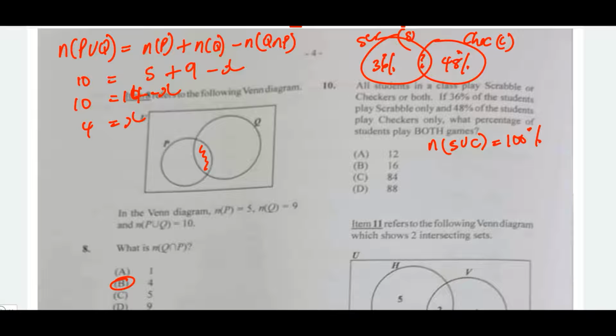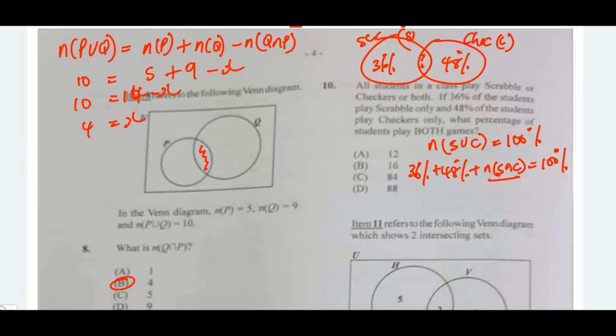We also know that 36% plus the 48% plus the unknown must come to 100%. So 36% plus 48% plus the number of S intersect C must also be equal to 100%. Then we can go ahead and solve for this. I can call it random X, or I can just leave it as it is.